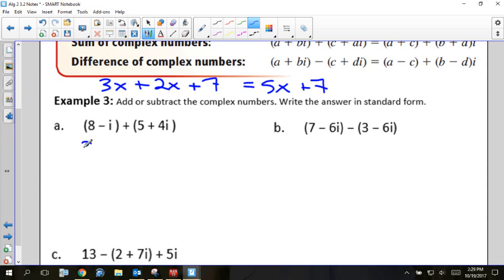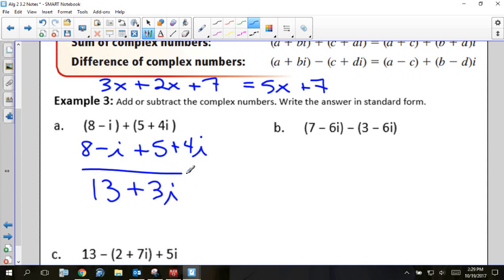Here I've got 8 minus i, and I'm adding 5 plus 4i. What like terms can I add together? The 5 and the 8, which gives me 13. And then the 4i and the minus i, which gives me 3i, which is positive, so plus 3i. You're just combining like terms.